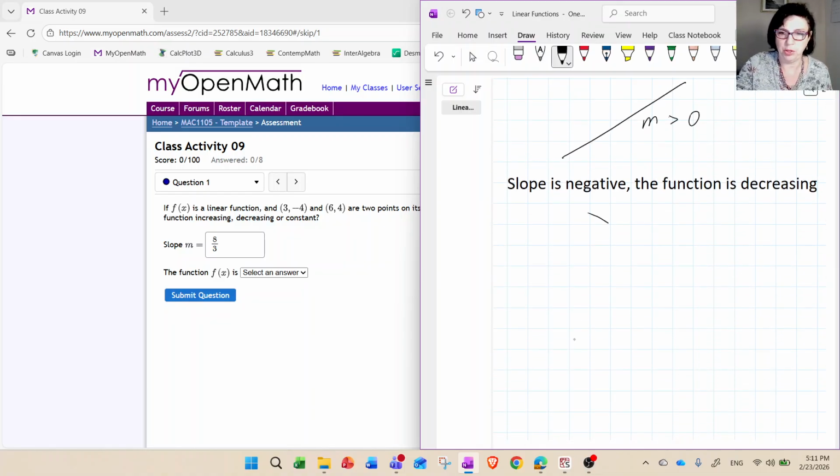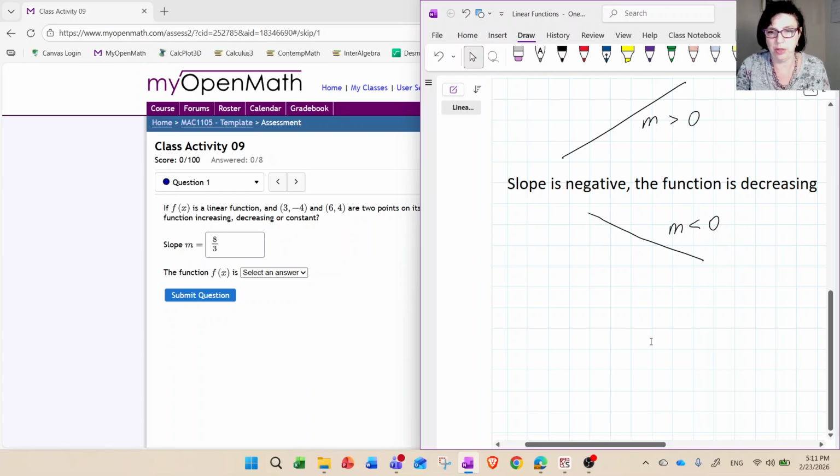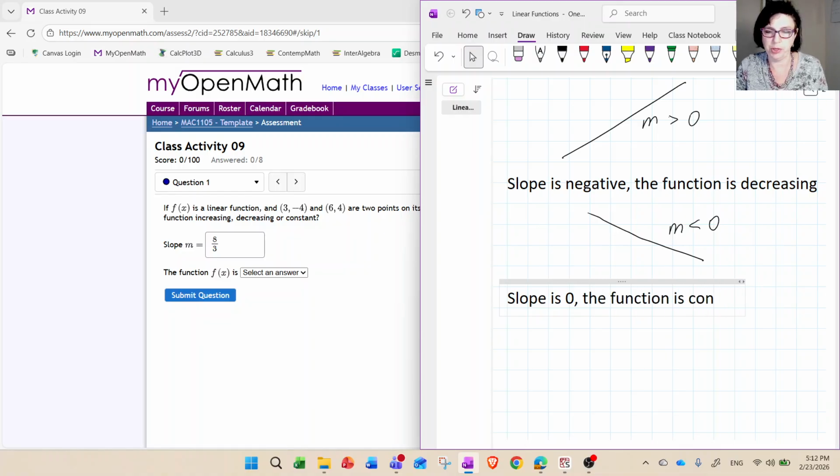What is going to happen? It's going to go like this. So this is going to be a negative slope. If you're going from left to right, you're going down. Finally, if the slope is 0, then you have a horizontal line and the function is constant. Slope is 0, the function is constant.